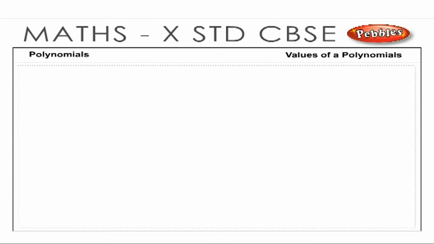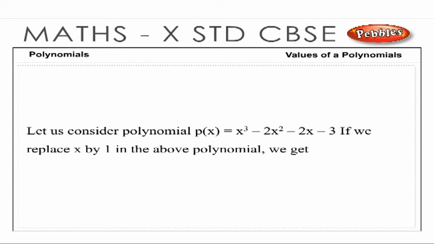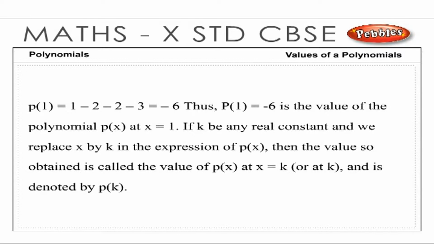Values of a polynomial. Let us consider polynomial p of x is equal to x cubed minus 2x squared minus 2x minus 3. If we replace x by 1 in the above polynomial, we get p of 1 is equal to 1 minus 2 minus 2 minus 3 is equal to minus 6. Thus, p of 1 is equal to minus 6 is the value of the polynomial p of x at x is equal to 1.